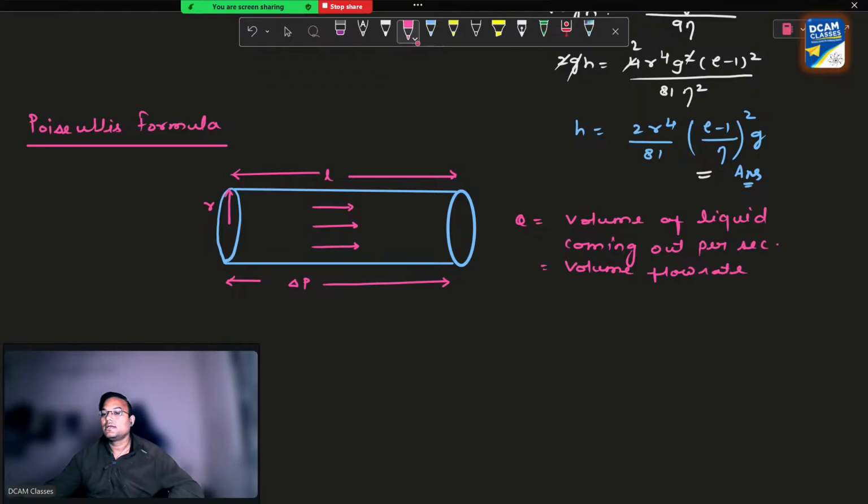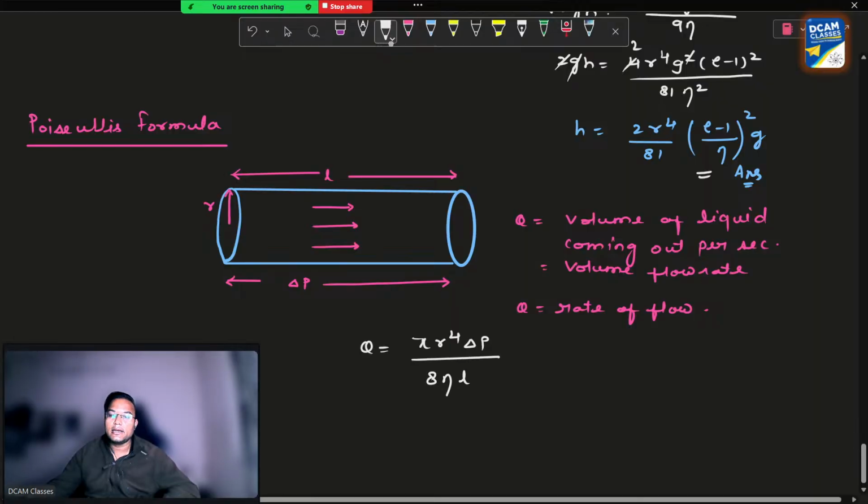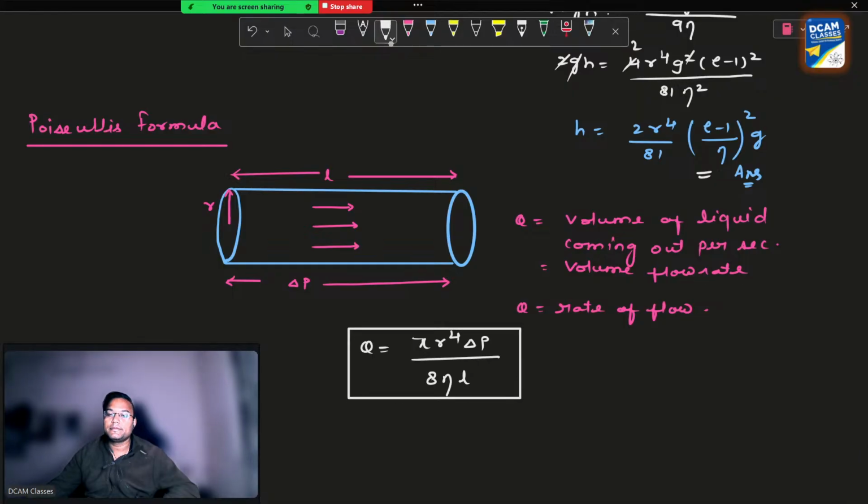One thing, correct? Volume flow rate, Q. We also know Q as rate of flow, A1 V1 that you used to do. Q is a rate of flow actually. And this value of Q is given as pi r power 4 delta P divided by 8 eta L. This formula you should remember for flow of liquid through pipe.